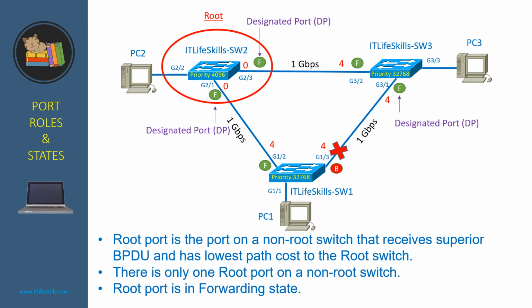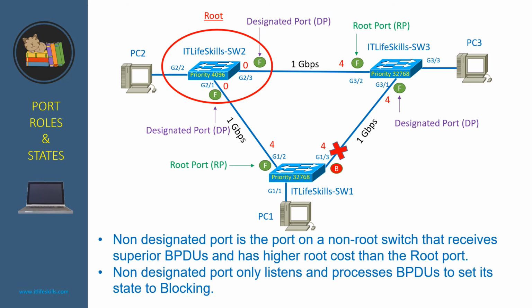The next port role is the root port role. A root port is a port on a non-root switch that receives superior BPDUs and has the lowest path cost to the root switch. There is only one root port on a non-root switch. A root port is in forwarding state. In this network diagram, the port Gi0/2 on IT Applied Skill Switch 3 is a root port. Also, the port Gi0/2 on IT Applied Skill Switch 1 is a root port.